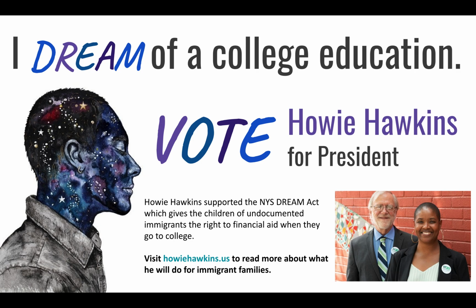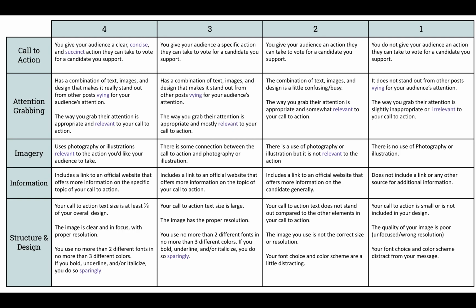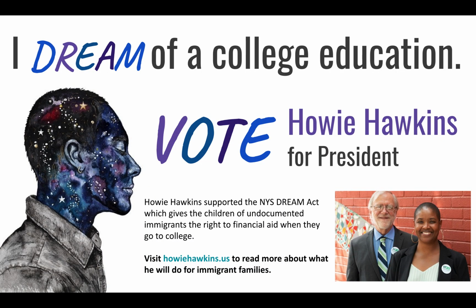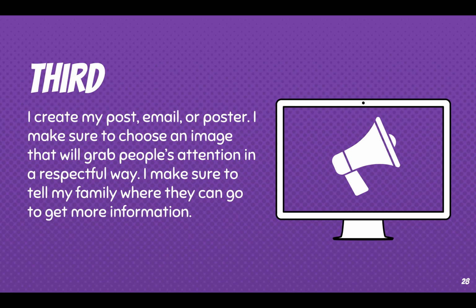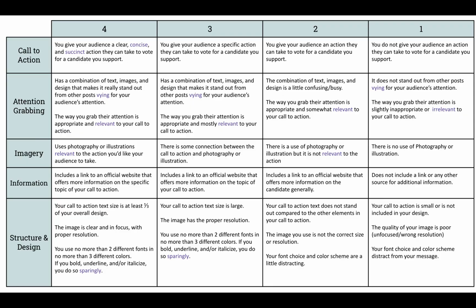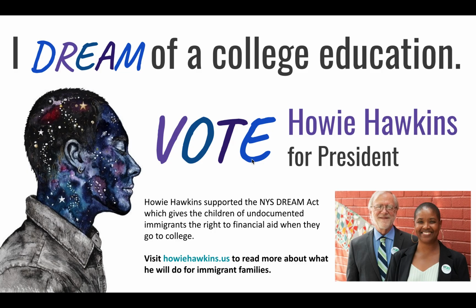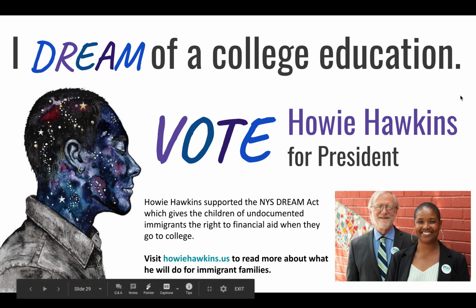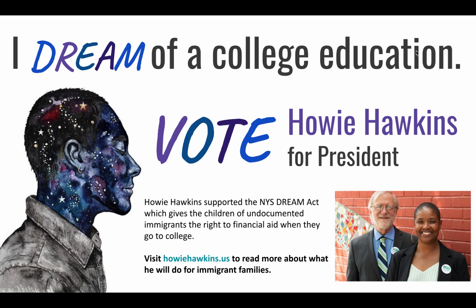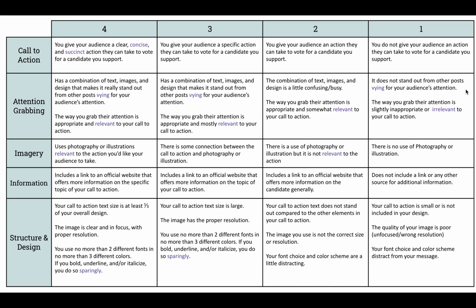Let's look at the rubric as we are assessing this call to action. Number 1, you give your audience a clear, concise, and succinct action they can take. Here it is. Vote Howie Hawkins for president. Attention grabbing. It has a combination of text and images and a design that makes it stand out. I really love this illustration. I do think it makes people stand out because it's something that grabs your attention. It looks different, and it's an interesting way to represent dreams. I use photography illustrations, yes.